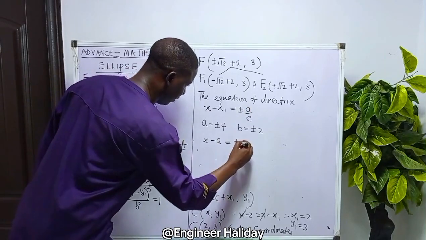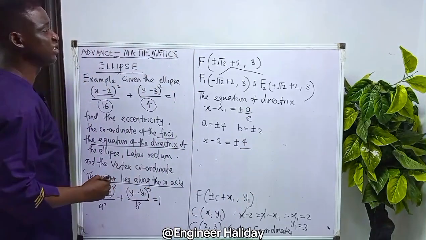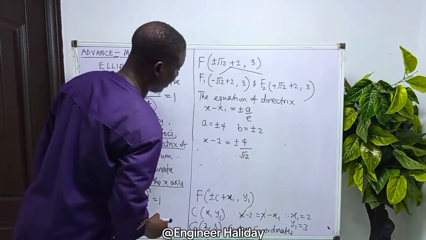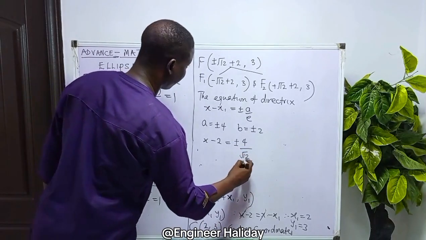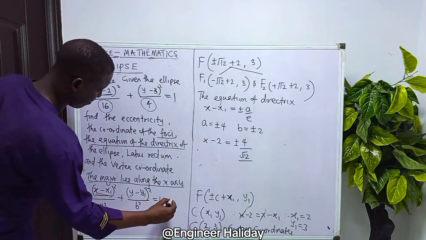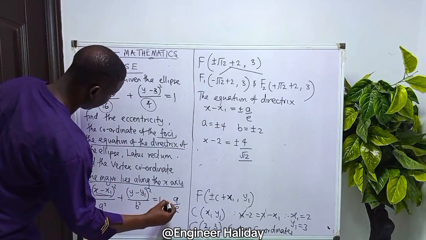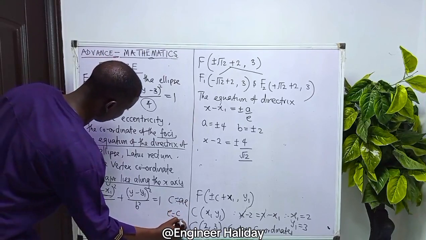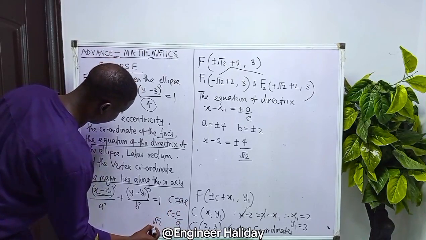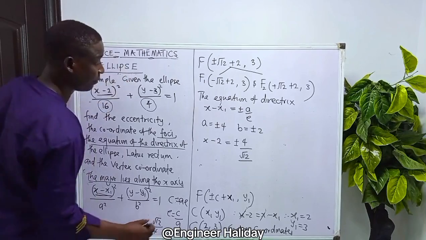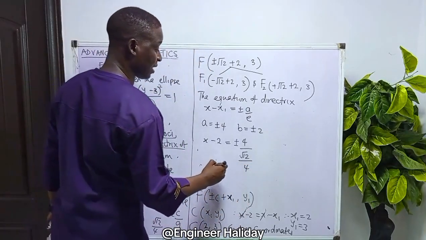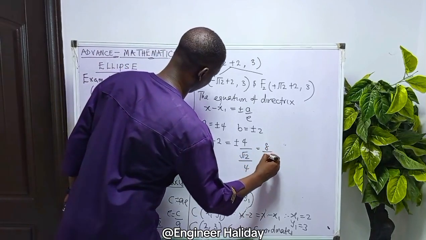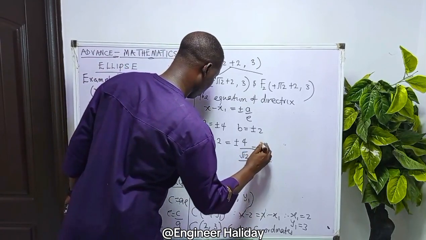Plus what? What's our a? 4. What's our eccentricity? Our eccentricity was gotten as root 12 over 4, because I remember c equals a e. Then we have e equal to c over a. c was root 12 while a was 4. So that means root 12 over 4. So our answer will now be equal to what? This 4 will go up, now becomes 8 over root 12 plus or minus.